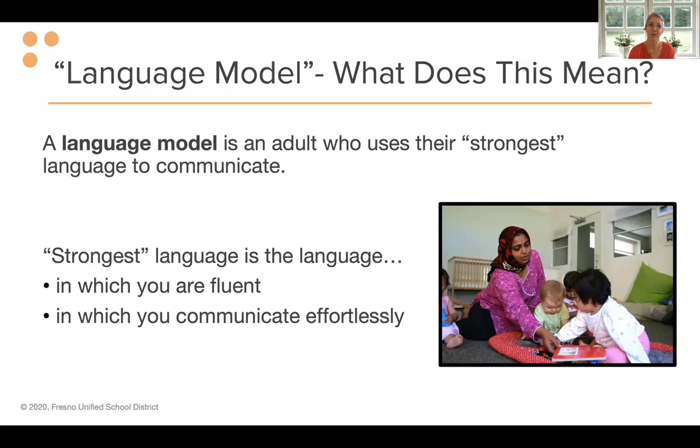Remember language models. Language models are adults who use their strongest language to communicate. And so that means a language that they're fluent in and that they communicate effortlessly in. So tap into your staff and resources and encourage families to come in to lead and run activities with children or to do some reading. We want to really be able to tap into as many resources as possible so children can hear their own language as they're learning English.